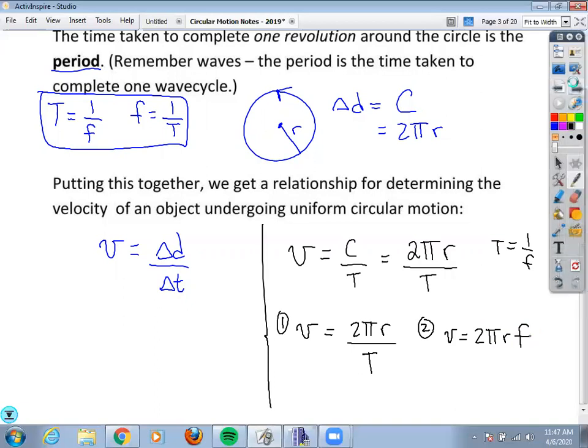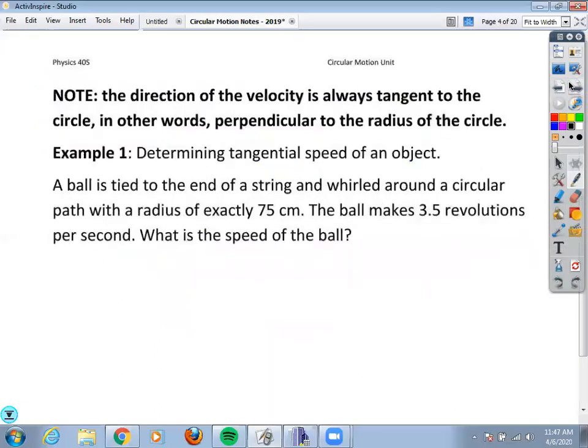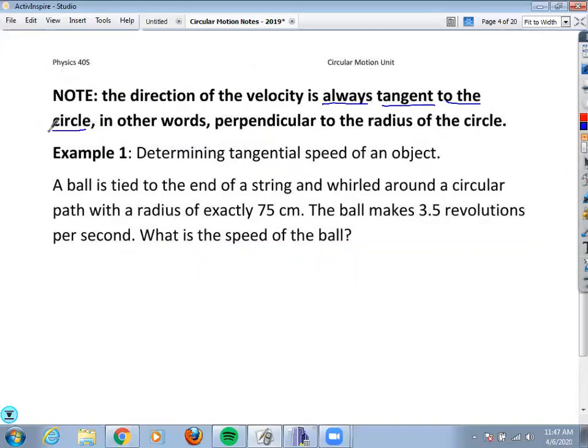Note that at any time the direction is always tangent to the circle, always tangent to the circle. So in other words, it's perpendicular to the radius of the circle.